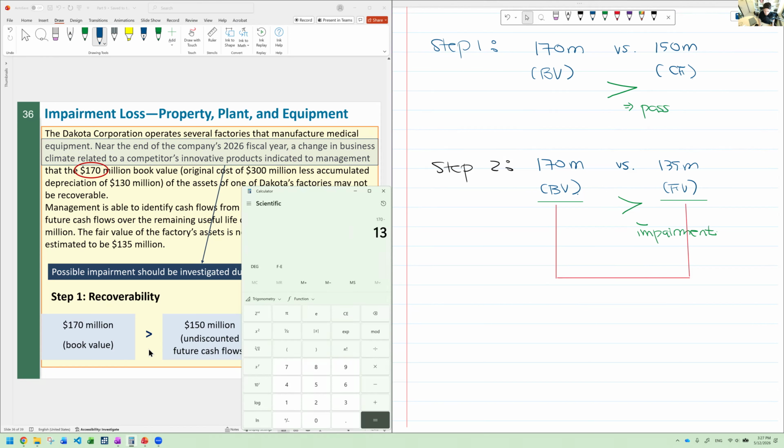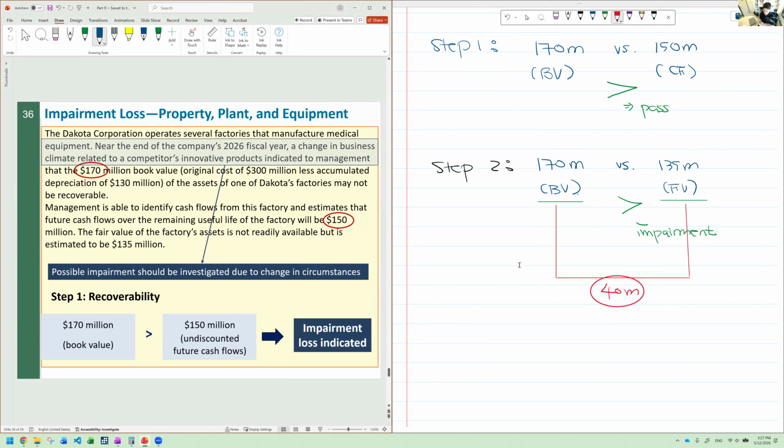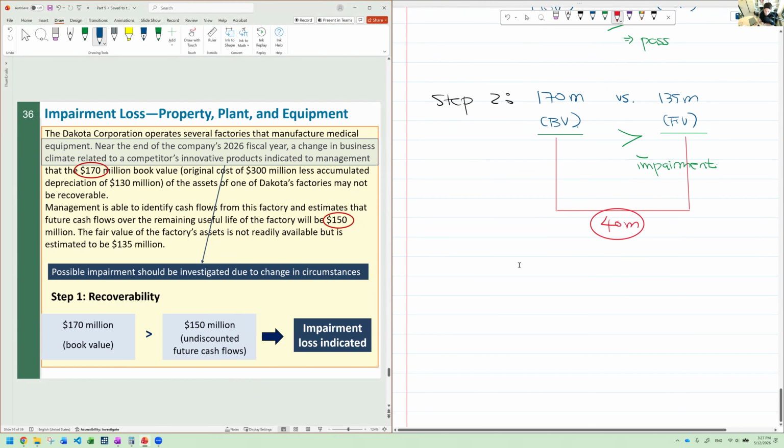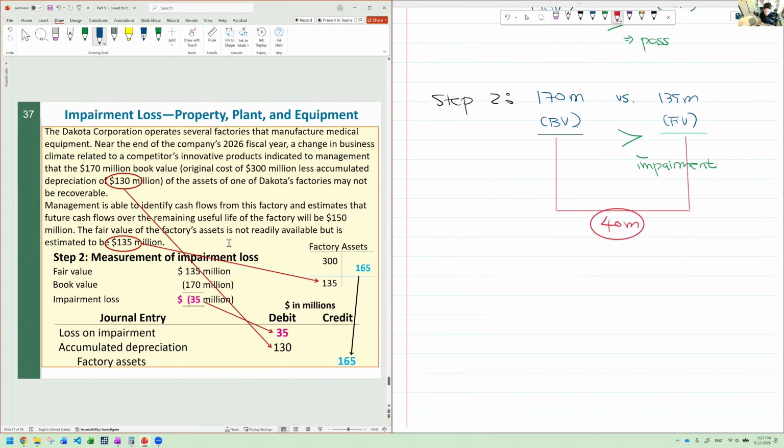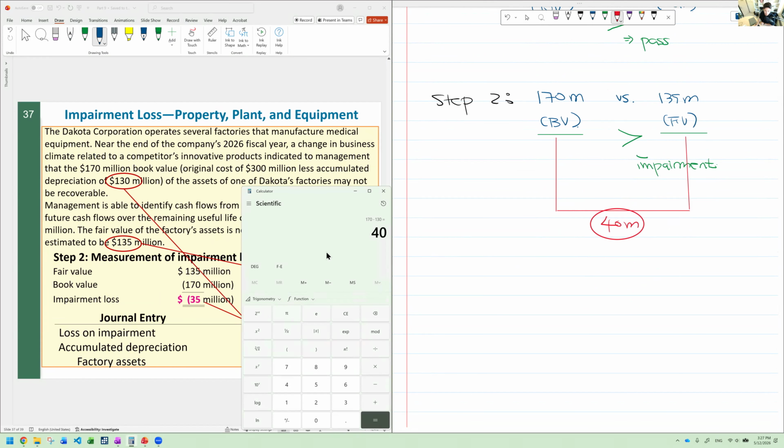$170 million minus $130 million, so the difference is $40 million. That's the amount of the impairment loss for this particular asset. Okay, so let's record the journal entry. Oh, my apologies. It was 170 million minus $135 million, so the impairment loss is actually $35 million.